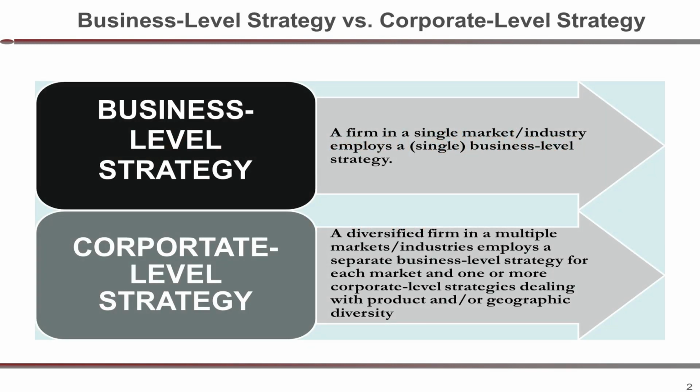Now, one thing we need to differentiate is the difference between a business level strategy and a corporate level strategy. A firm in a single market or industry is going to employ a business level strategy to sell the product in that market. A diversified firm in multiple markets or industries will employ a business level strategy in each of those markets. It will then have a corporate strategy that deals with the diversity of product, industries, and geographic locations to take advantage or mitigate issues with that diversity.